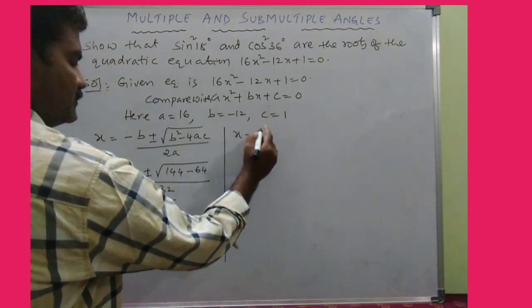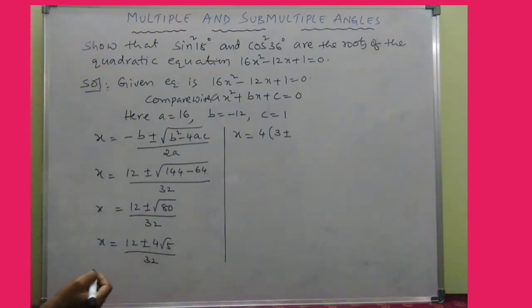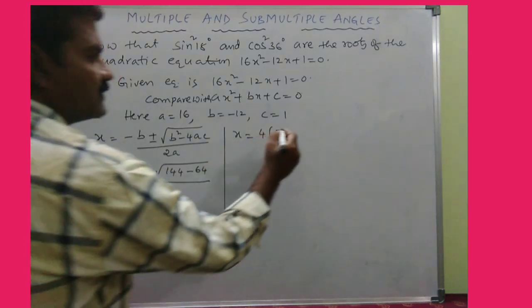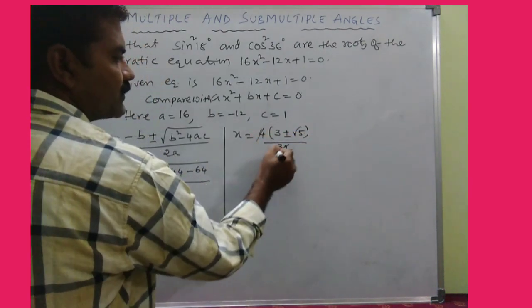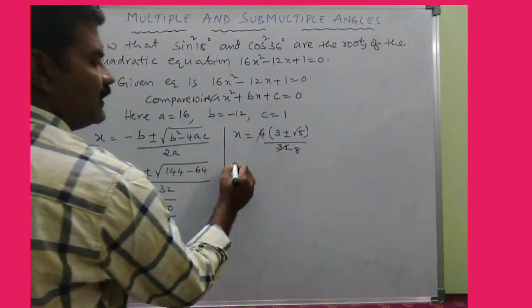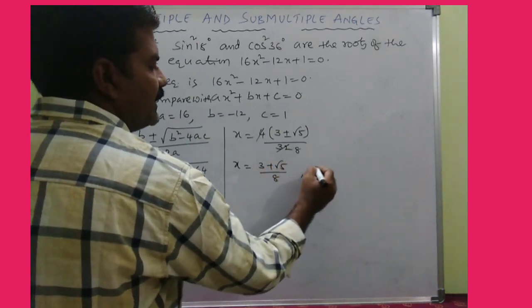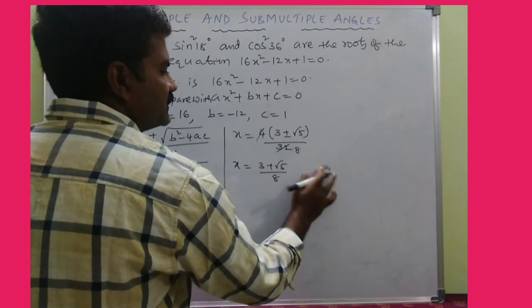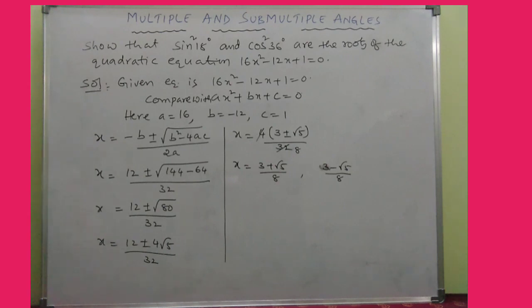So x is equal to, if you take 4 common, then 3 plus or minus root 5 by 32. Now 4 here 8 times. Hence the x values: one is 3 plus root 5 by 8 and another value is 3 minus root 5 by 8. But you know my dear, these are not exactly the values of sine square 18 and cos square 36.